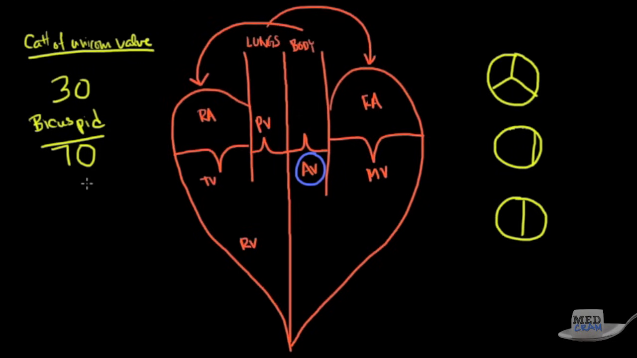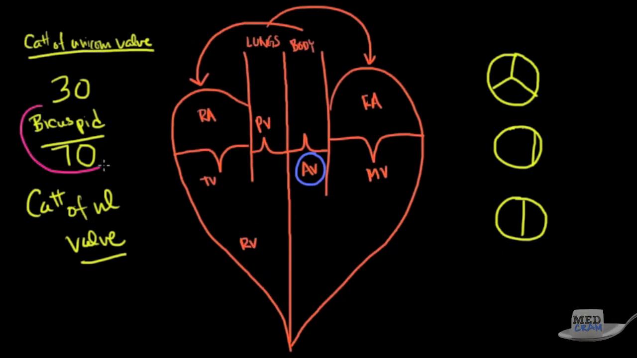What about after the age of 70? Here you've got a normal valve. You simply get calcification of a normal valve. Okay? But overall, if they were to ask you what's the most common cause of aortic stenosis, it would be bicuspid before the age of 70.